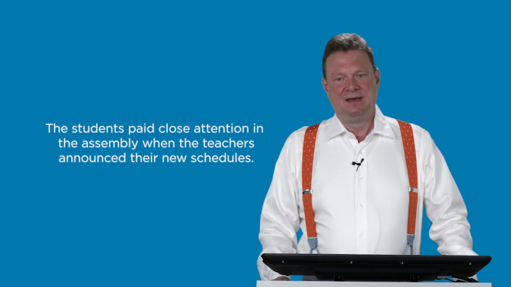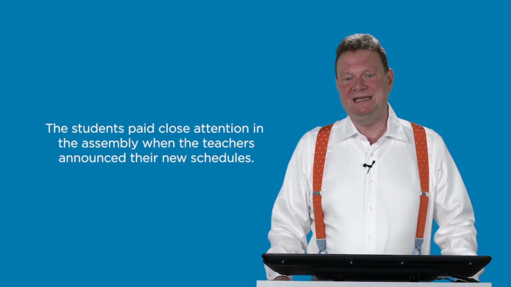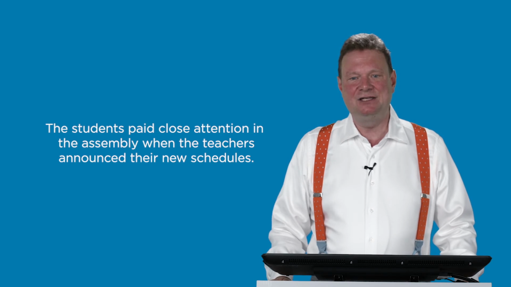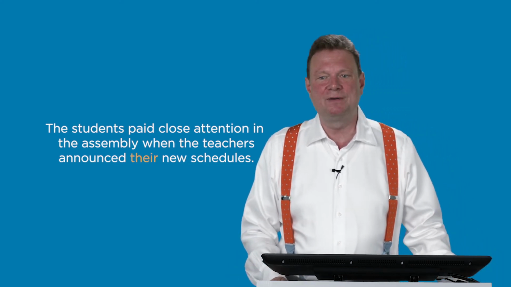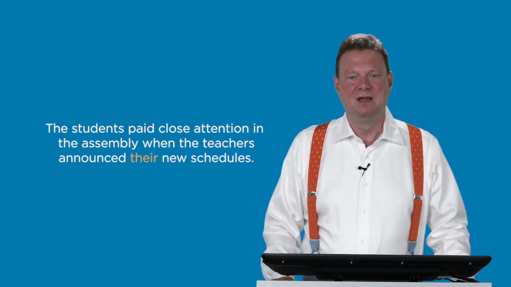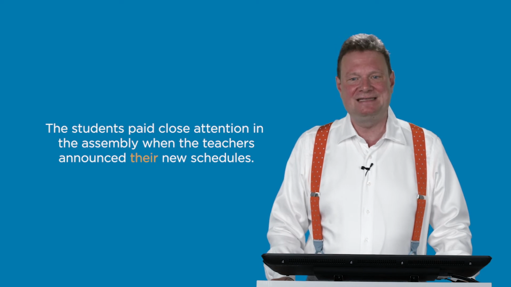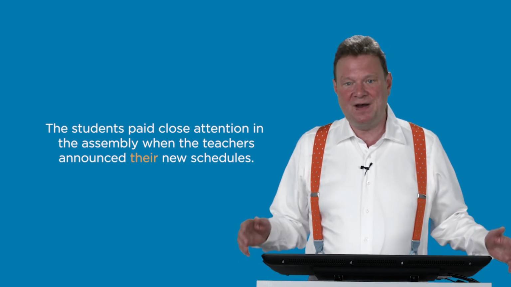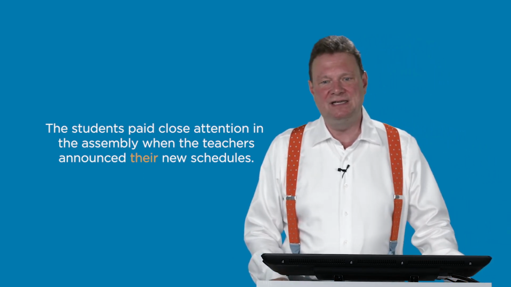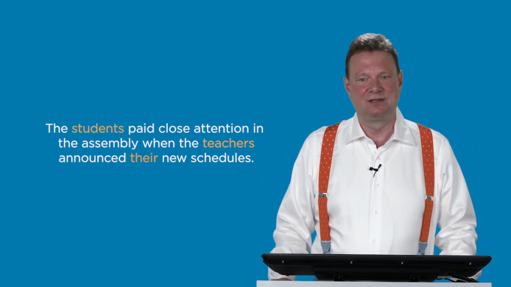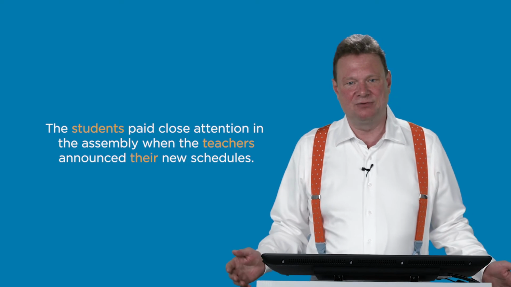Let's look at this sentence for example. The students paid close attention in the assembly when the teachers announced their new schedules. The pronoun is their, which is a plural possessive pronoun. Now we have to identify the antecedent, and here is where we find the ambiguity. Their could refer either to the teachers or to the students. Whose schedules are being announced?